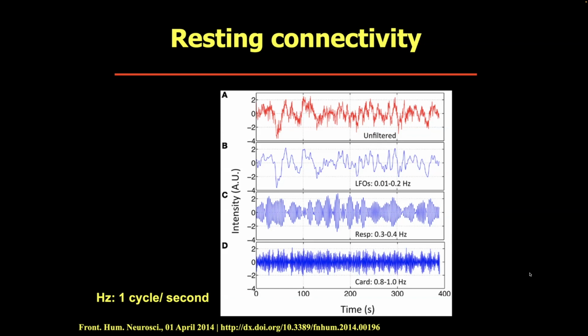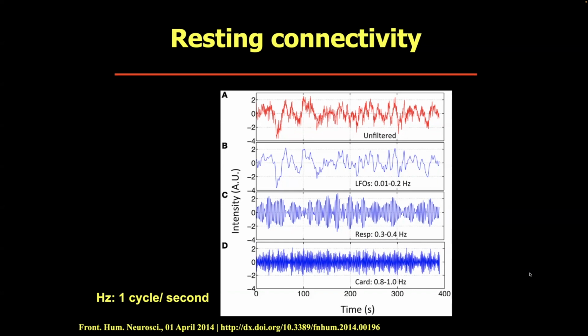And what you want to get is what we call low frequency oscillations, meaning they're slow, slower than respiration and cardiac, which are very much higher frequency. And if we can isolate from this unfiltered BOLD data these LFOs, this signal is much more closely related to neural firing.